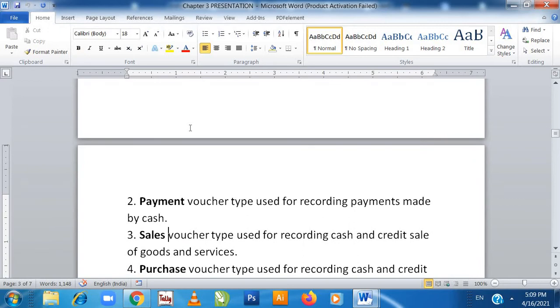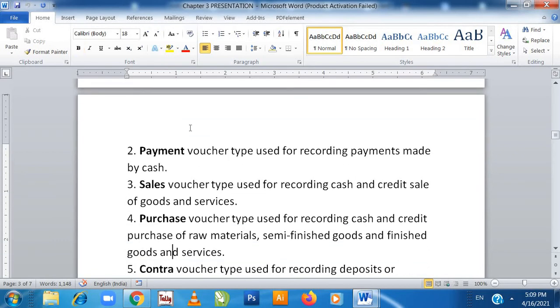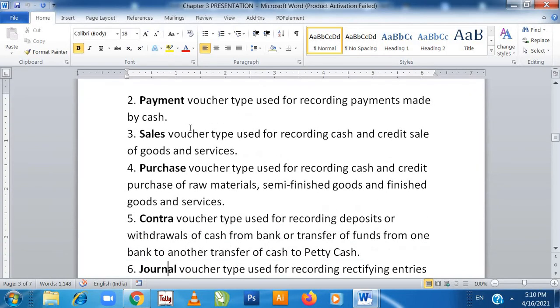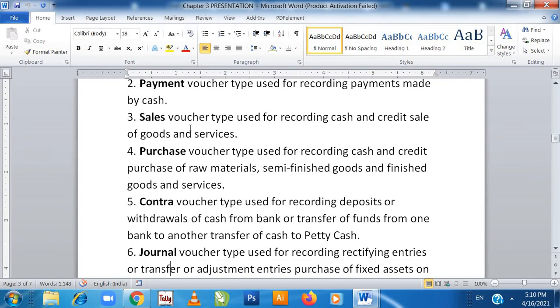Now sales voucher type is used for recording cash and credit sales of goods or service. I can do the sales either through cash or through credit of goods and service. Now purchase vouchers will be exactly the opposite of sales, recording cash and credit purchase of raw materials, semi-finished goods and finished goods and service. So receipt, payment, sales, purchase. Now we'll do contra. Contra voucher type is used for recording deposit or withdrawal of cash from bank, cash deposited into bank, or transfer of funds from one bank account to another bank account, or transfer of cash also through petty cash.